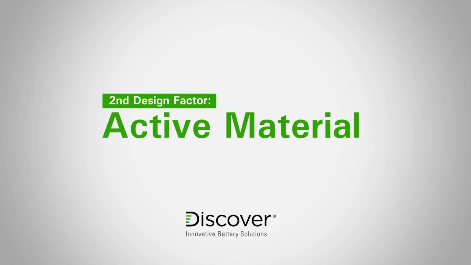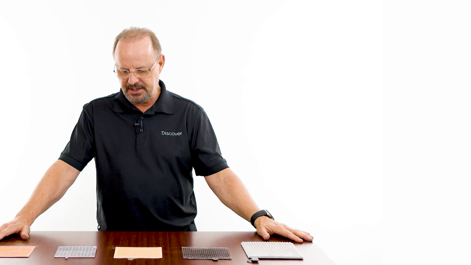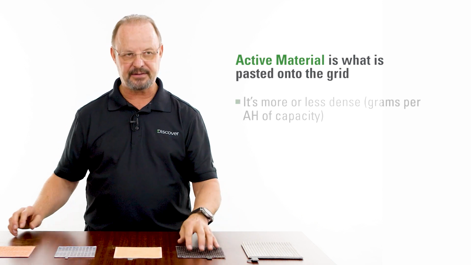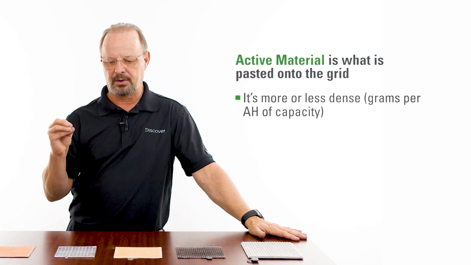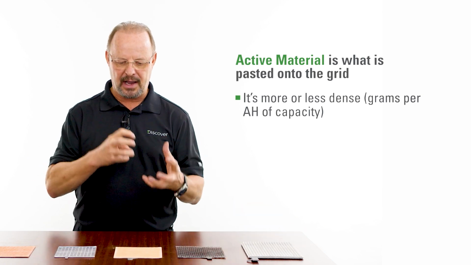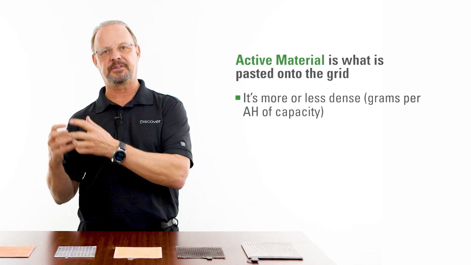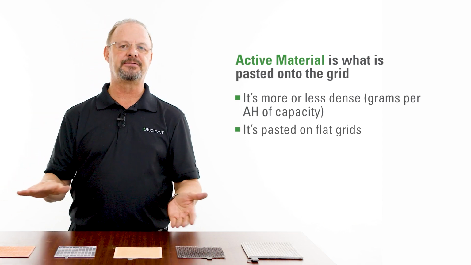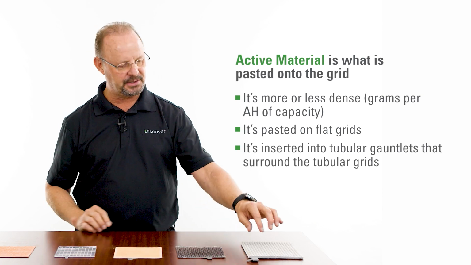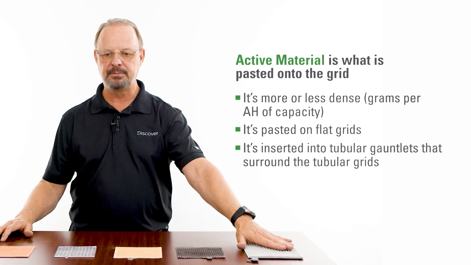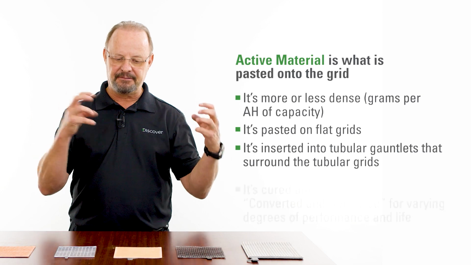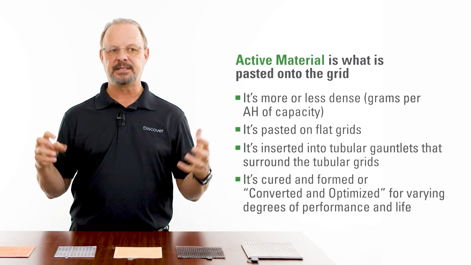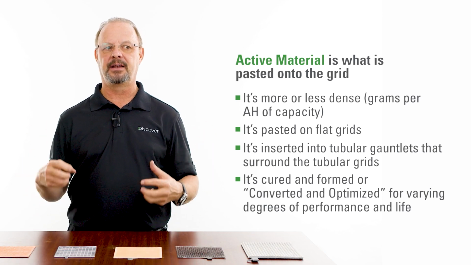So the second design factor that we're going to talk about is active material. Active material is what is pasted onto the grid. That active material is either more or less dense in terms of grams of active material per amp hour of capacity that we want that battery to produce. It's pasted onto flat plates, or it's inserted into the tubular gauntlets of tubular grids. And then finally, it's cured and formed or converted or optimized for varying degrees of performance and life.